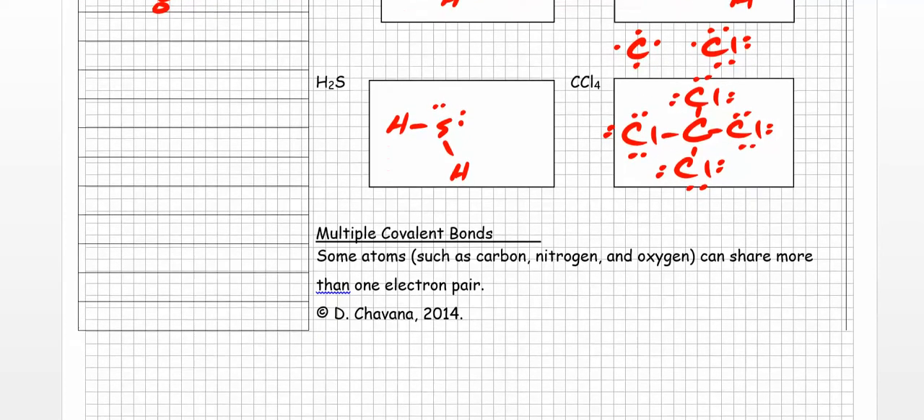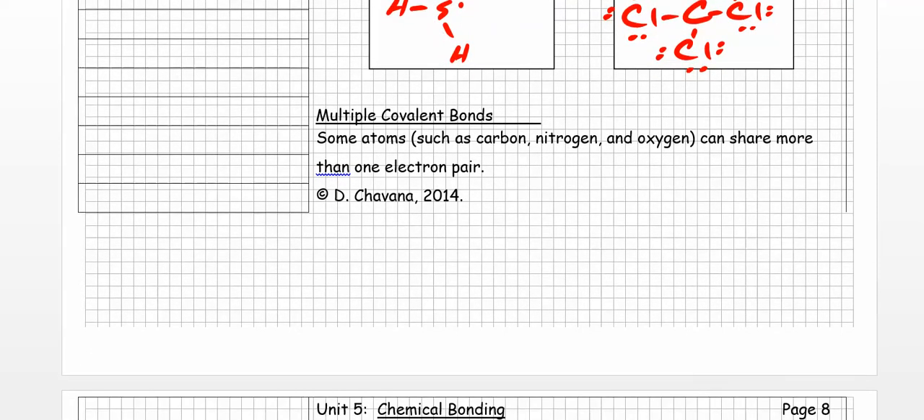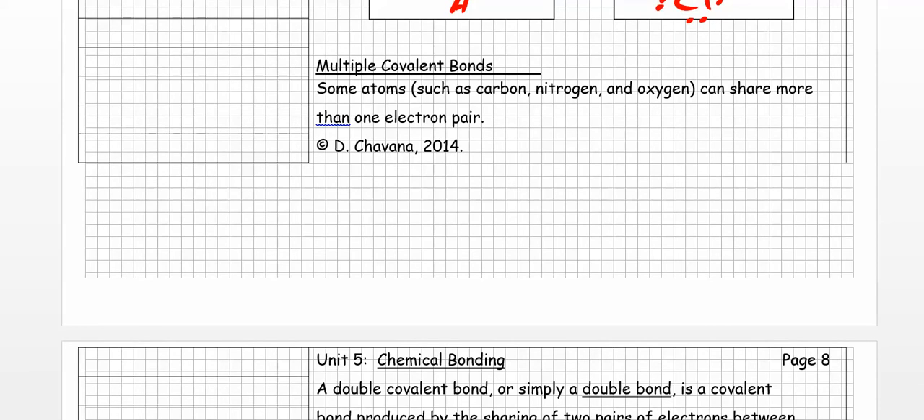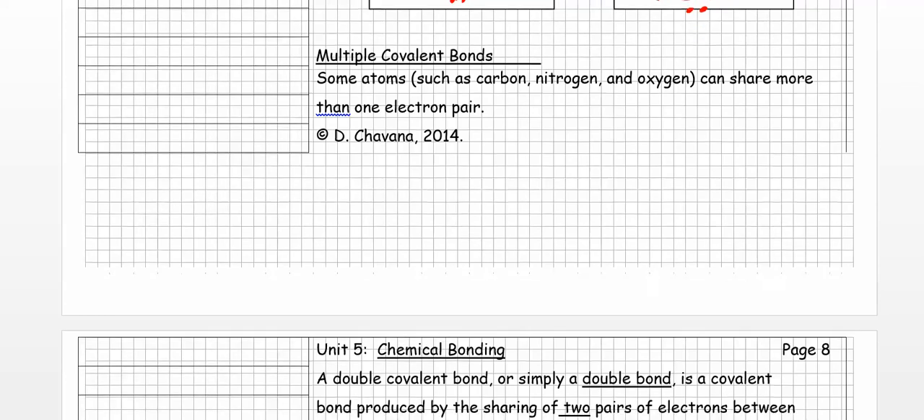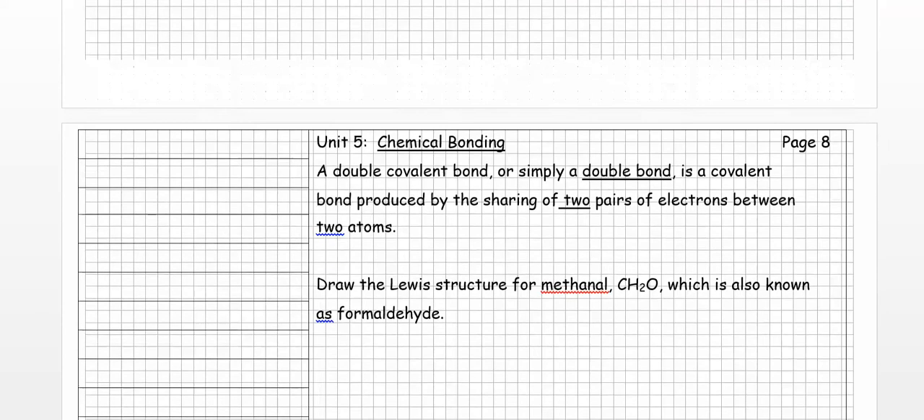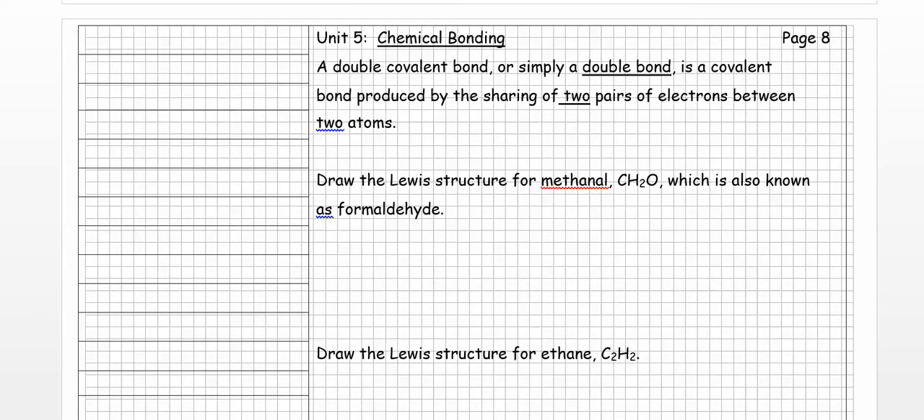All right, let's talk a little bit about multiple covalent bonds, okay? Because sometimes you're not going to have single bonds between atoms. You're going to have multiple bonds for atoms such as carbon, nitrogen, and oxygen, right? All right, so let's talk a little bit about how we do that. A double bond is a covalent bond produced by the sharing of 2 pairs of electrons between 2 atoms. 2 or more, I should say.